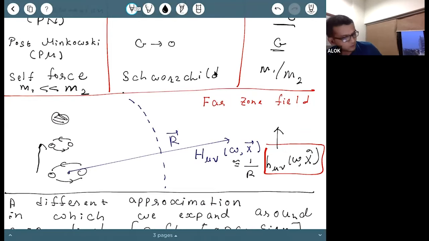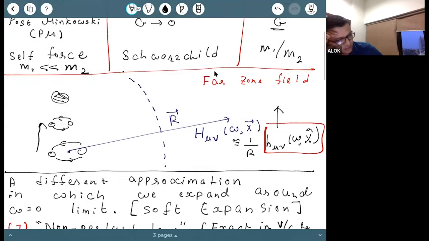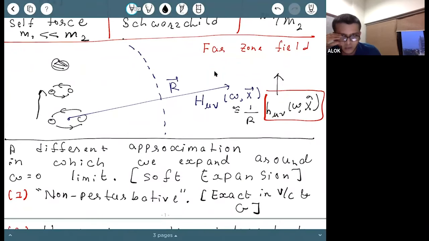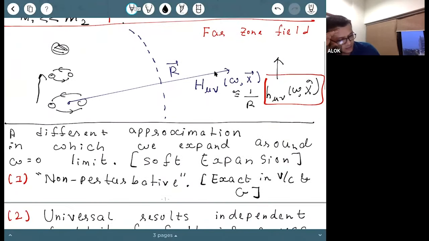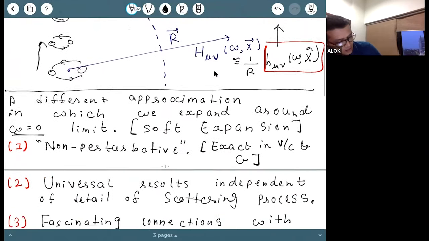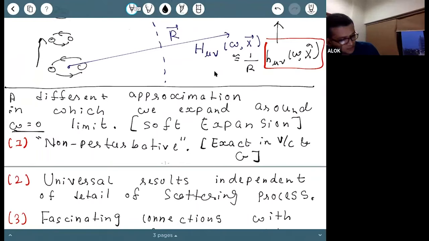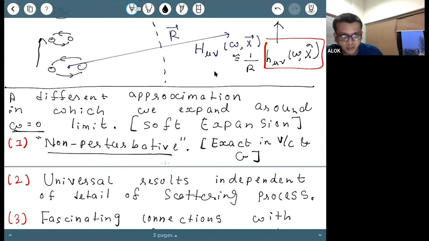What I want to convince you of in this lecture is that there is another approximation, complementary to the ones Justin explained, in which we expand around what we call the soft limit, which is the zero frequency limit. We will look at this in more detail, but there are some quite interesting aspects. Hopefully it will become clear that this soft expansion is non-perturbative, in the sense that the results we obtain are exact in v over c and G. So we don't need to go to the weak gravity limit to compute the soft radiation.